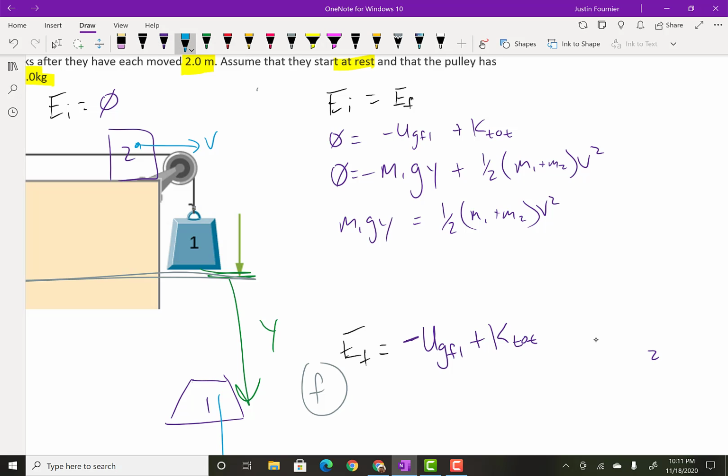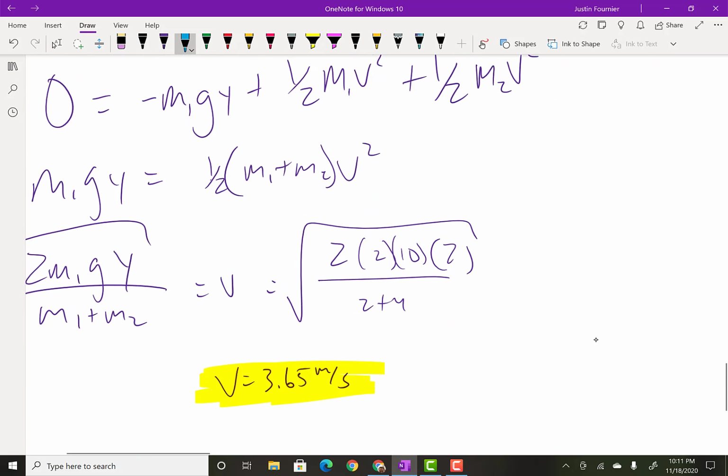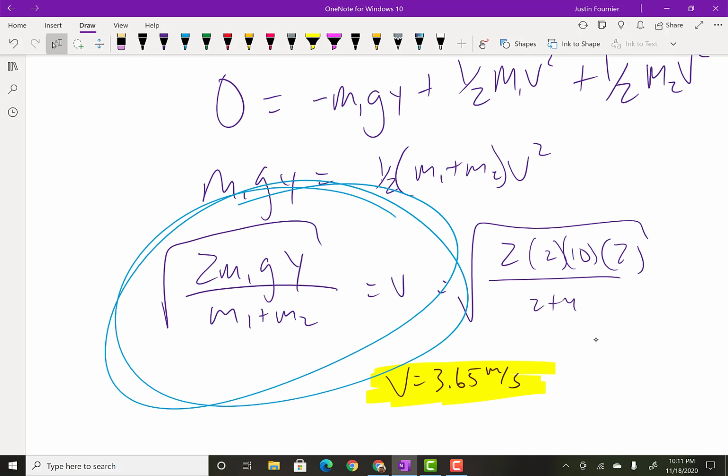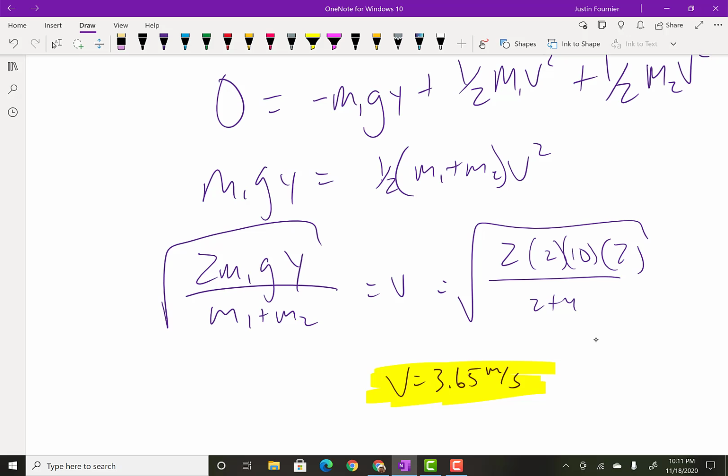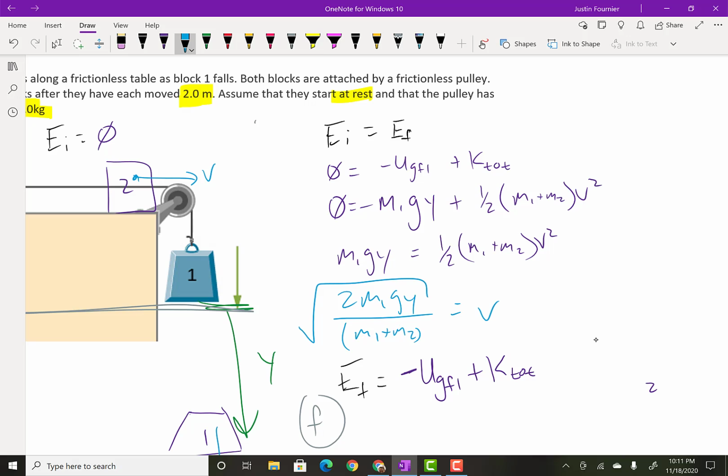If I isolate all this, I get 2 m1 g y over m1 plus m2. Take the square root, and that's going to be my final speed. And if I look, 2 m1 g y over m1 plus m2, that's exactly the same thing that I got previously, so I'm going to get the exact same answer. So that's another way to look at it right there.